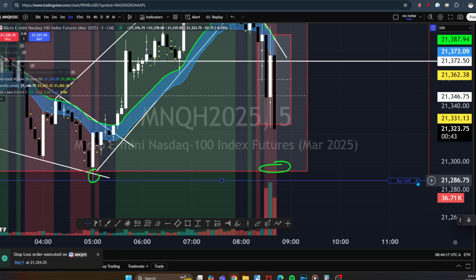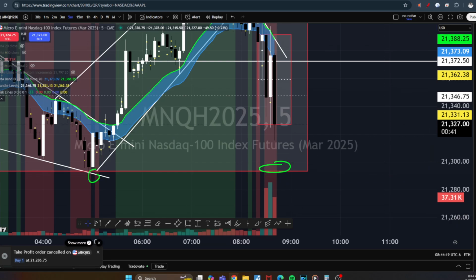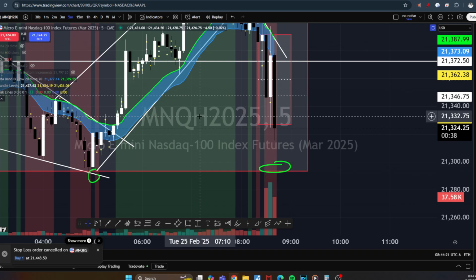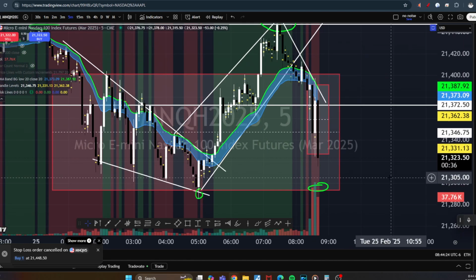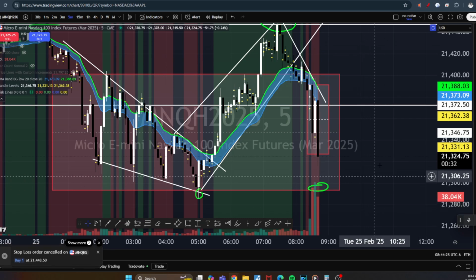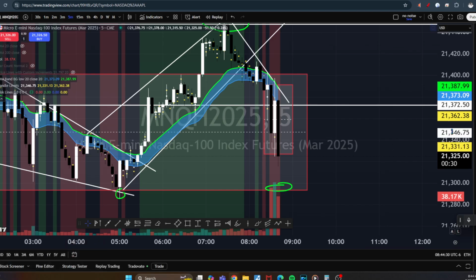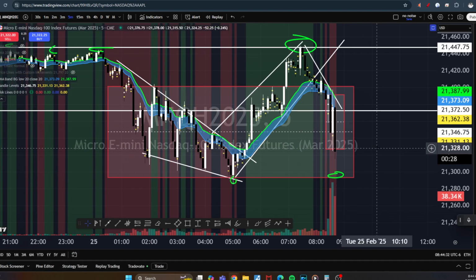Stop filled. There we go. Took me out. All right, so that's one trade for the day there. We're up about 210. I usually shoot for around 200 to 300 after I pay taxes and fees and all that stuff.